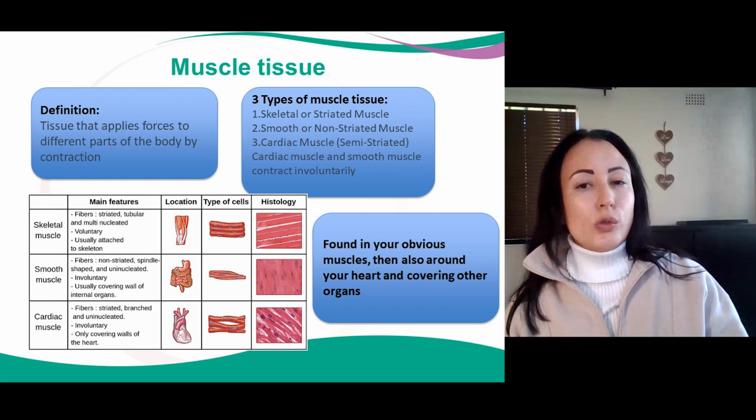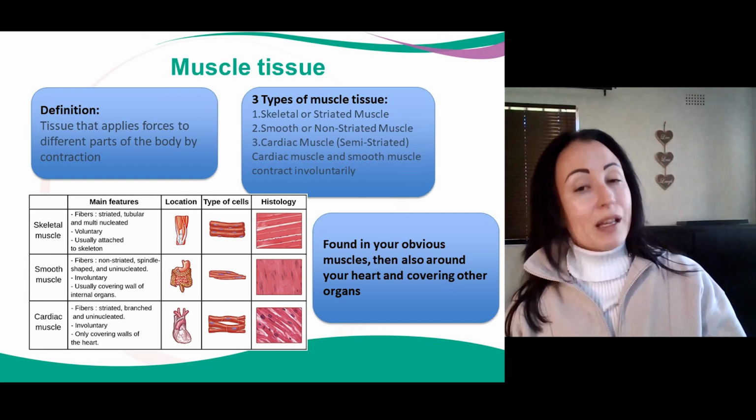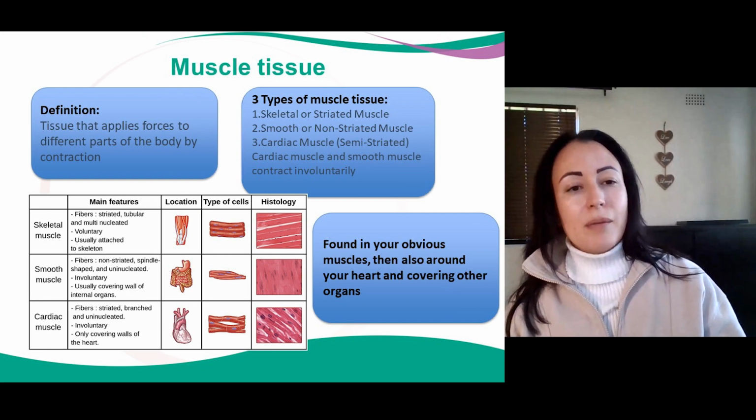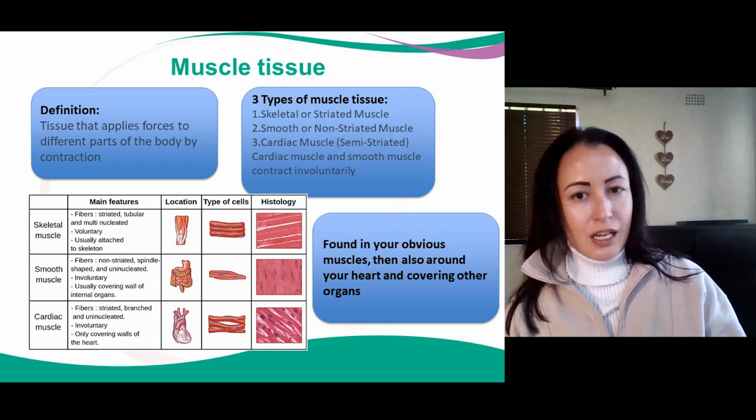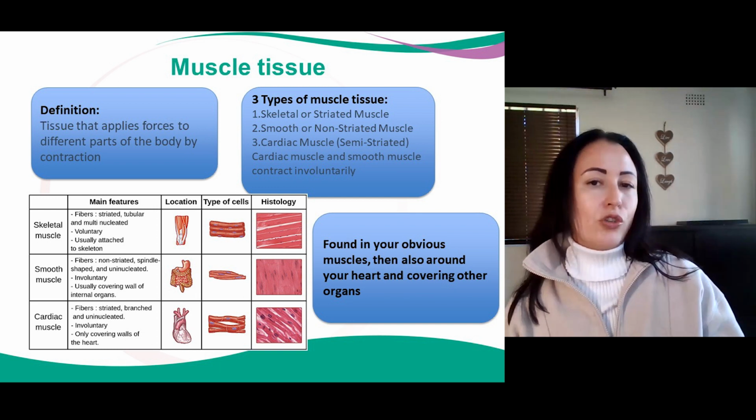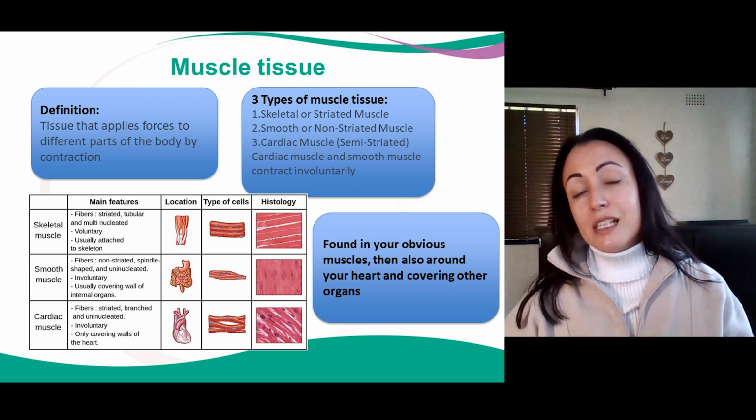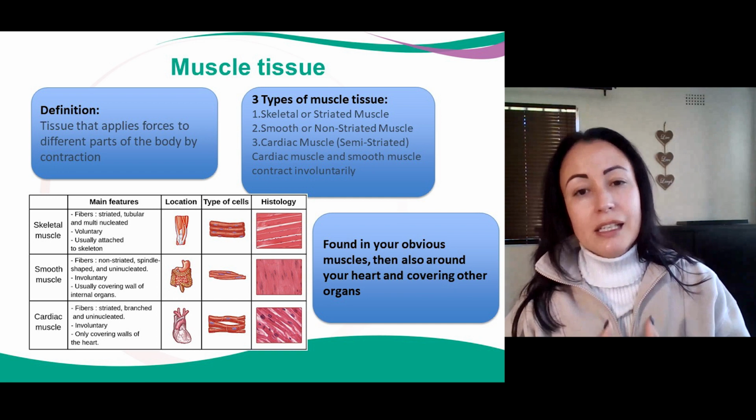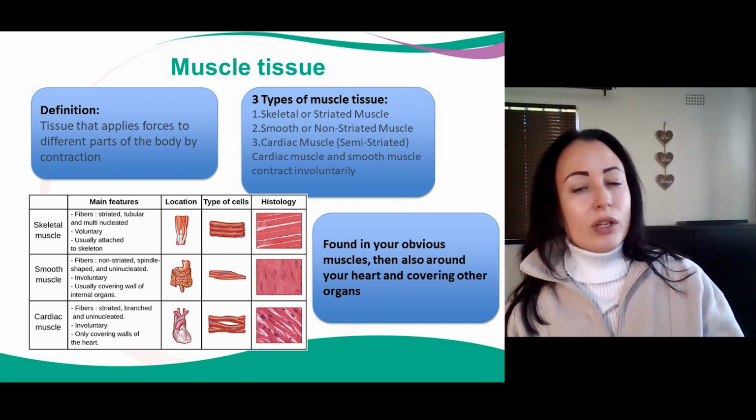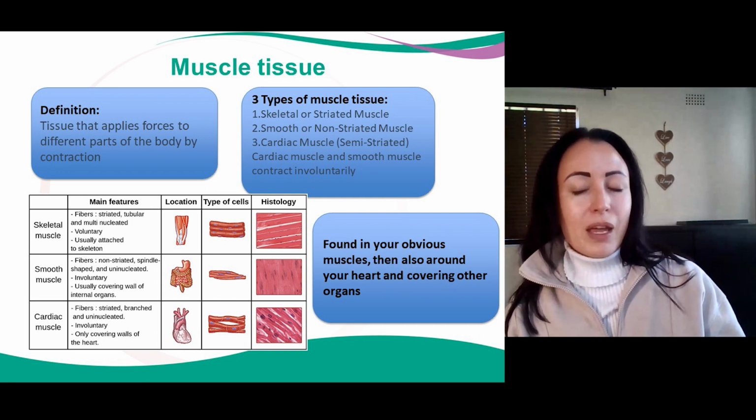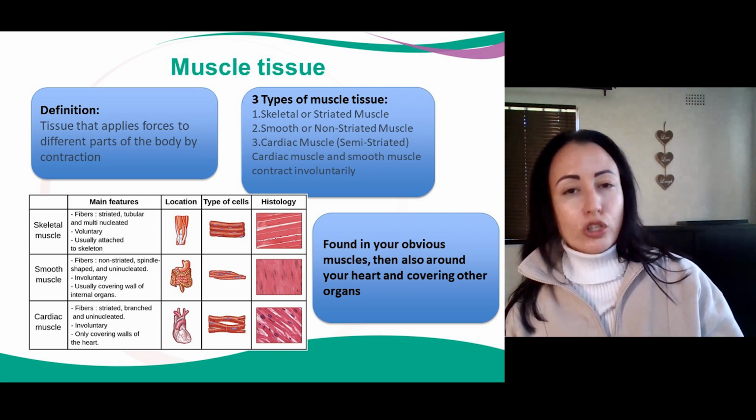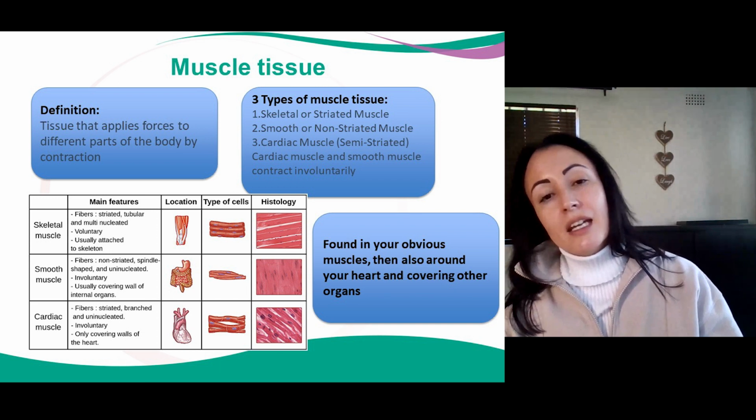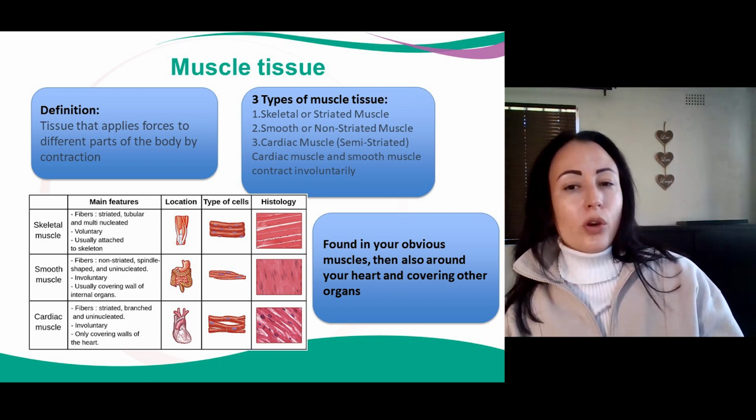We then go on to muscle tissue. Muscle tissue is tissue that applies forces to different parts of the body by contractions. Now you get different types of muscle tissue. The most obvious, the one that we can physically see, is the tissue that you find in our skeletal muscles. We call it skeletal or striated muscle, and we are actually in control of these muscles, and we can contract and relax them as needed. You also get smooth or non-striated muscle and cardiac muscle.